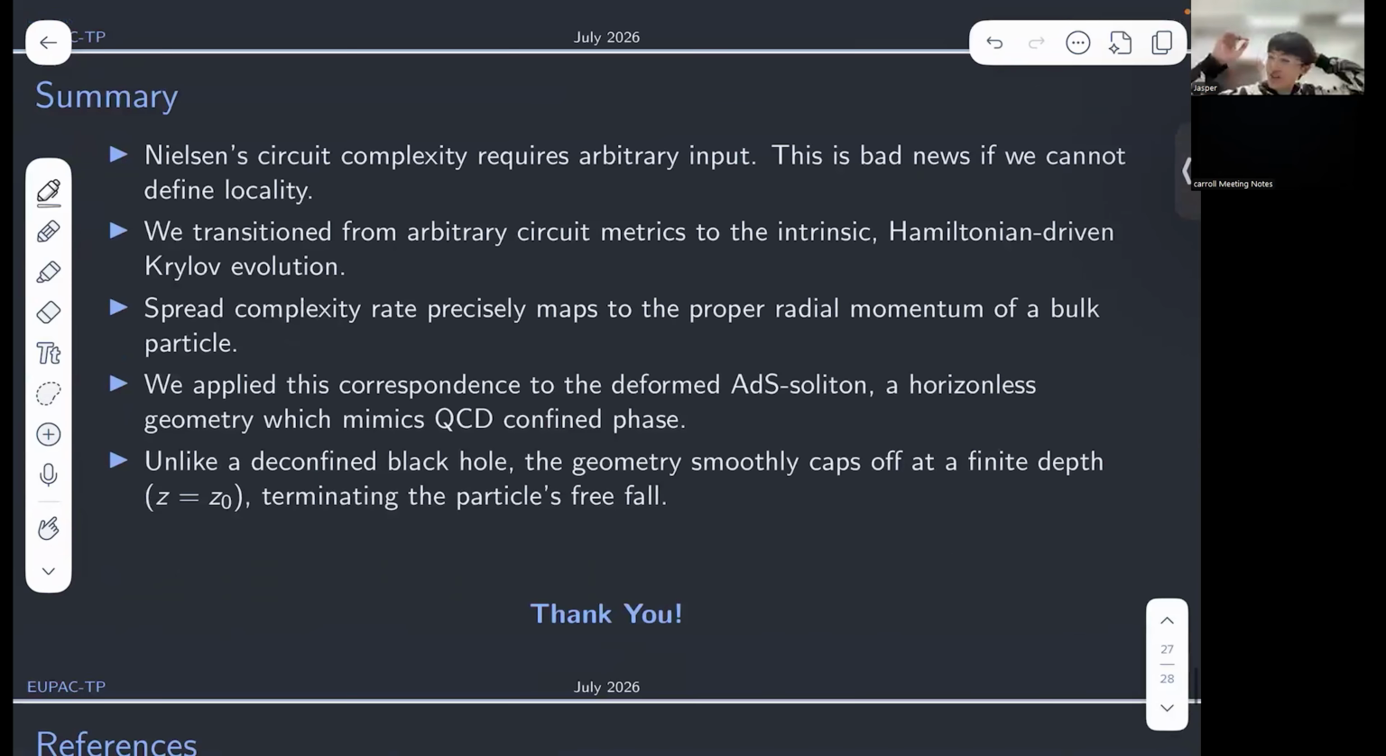So this is the summary. This is the last page. We have come from Nielsen, which has arbitrary input, to Krylov evolution. Krylov doesn't have anything arbitrary anymore, so we can use it for any general purpose. And then we come to the idea of Susskind, and then to my recent paper, which will be available soon on arXiv. So that's it.